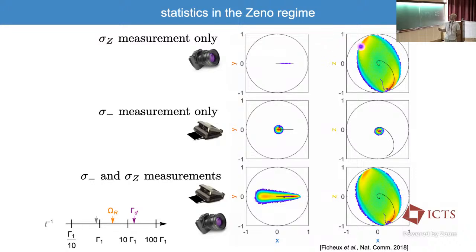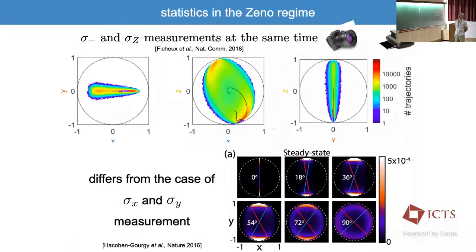Yes, the colors are indeed, so this is a snapshot at a given time, and the color indicates the density of trajectories that are at that point at a given time. Yes. Okay, and so this is this measurement of sigma minus sigma z.